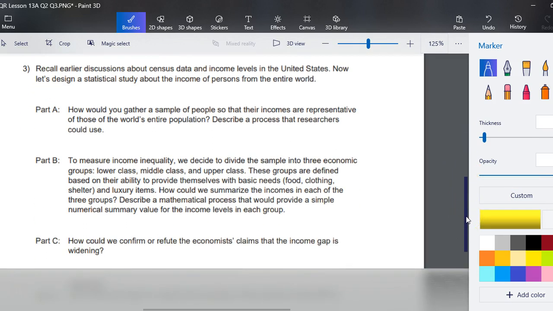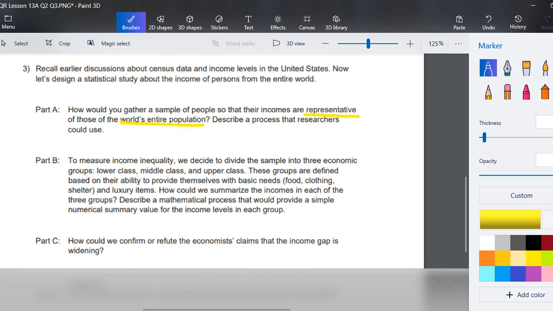Part A, how would you gather a sample of people so that their incomes are representative of those in the world's entire population, and describe a process that researchers could use. There are many different answers you could put on this question. Something you might put would be that we would want to gather information from as many countries as possible. We need to make sure that we include females, males from a broad spectrum of social and ethnic groups. And you fill in the blanks. What else would you like to know, and how broad would you like to be?